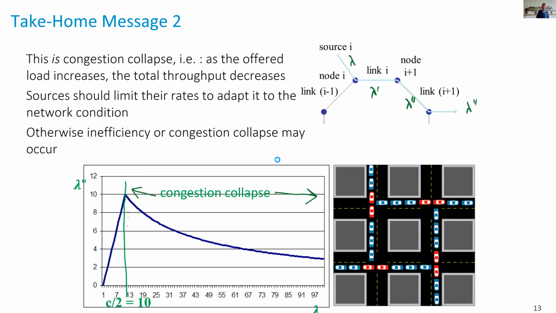So the take-home message is, as the offered load increases, the total throughput decreases, and this is what had happened in the paper that I mentioned of '86 in the internet. Sources were trying to send a lot of traffic. We can analyze why in microscopic terms what happens.